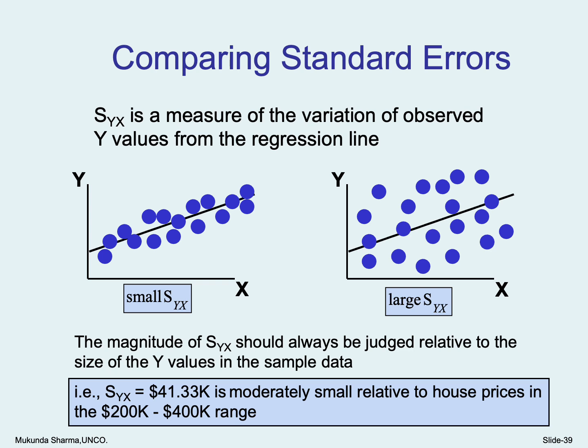We can interpret standard errors, and as per the standard error we can say whether the association is strong or weak. The first graph shows a small standard error. It means all the values are concentrated near the regression line. And in the second graph, the values are scattered far away from the regression line.